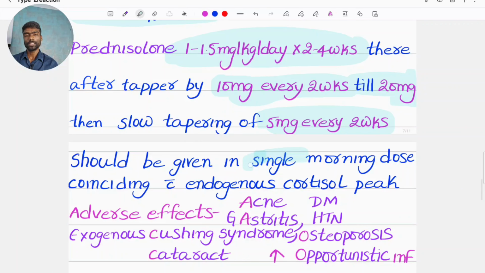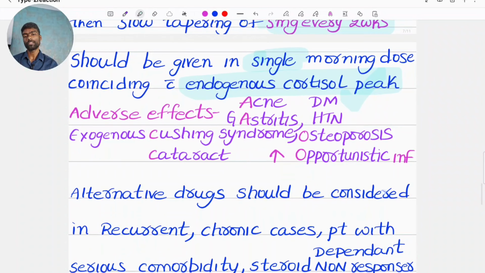Steroid should be given in a single morning dose coinciding with the endogenous cortisol peak. I already told you cortisol controls inflammation by controlling interleukin 6. So early in the morning both cortisol and our steroids will effectively control the inflammation. Coming to adverse effects: acne, gastritis, so we will give proton pump inhibitors, glucose intolerance, hypertension, exogenous Cushing syndrome in long-term cases, cataract, osteoporosis, so we have to do bone density monitoring, increased risk of opportunistic infections.